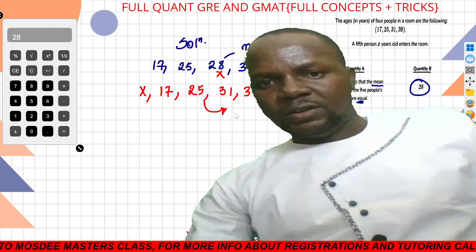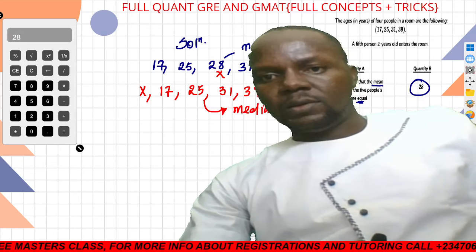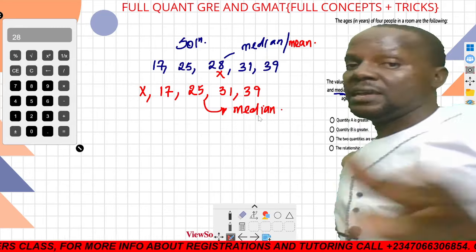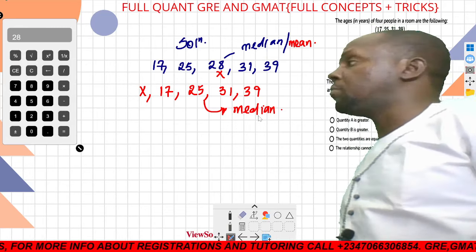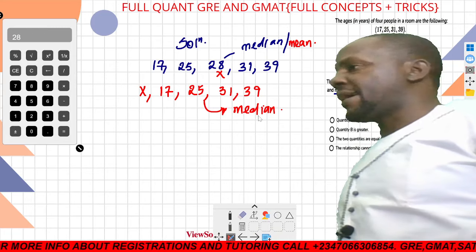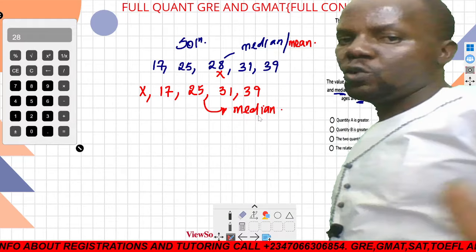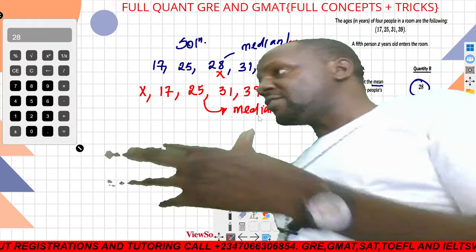The median is the middle number. The median here is 25. 25 is the median. So if 25 is the median here, what will be the value of X to make 25 also the median? It's possible. I can get a particular value that will do that. I can put X at any point. I can put it between 31 and 39. I will just shift the position.